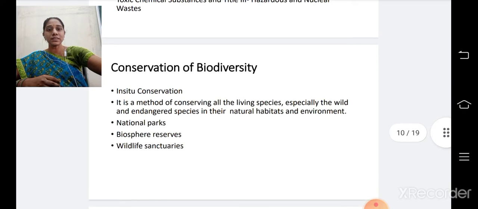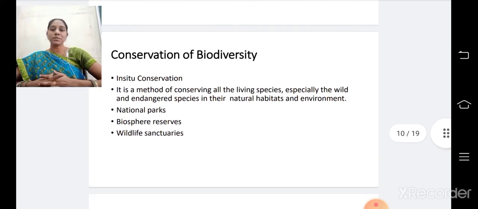Next, conservation of biodiversity. What is biodiversity? In nature, we can find a variety of life forms, that is biodiversity. We must conserve it. It's a part of conservation of the environment. So how do we conserve this biodiversity? In different ways. Mainly two ways: in situ conservation and ex situ conservation. What is in situ conservation? It is a method of conserving all the living species, especially the wild and endangered species, in their natural habitats and environment.